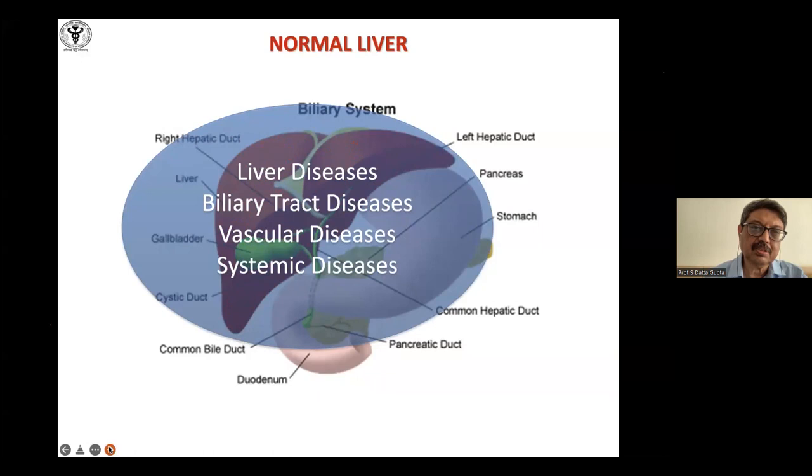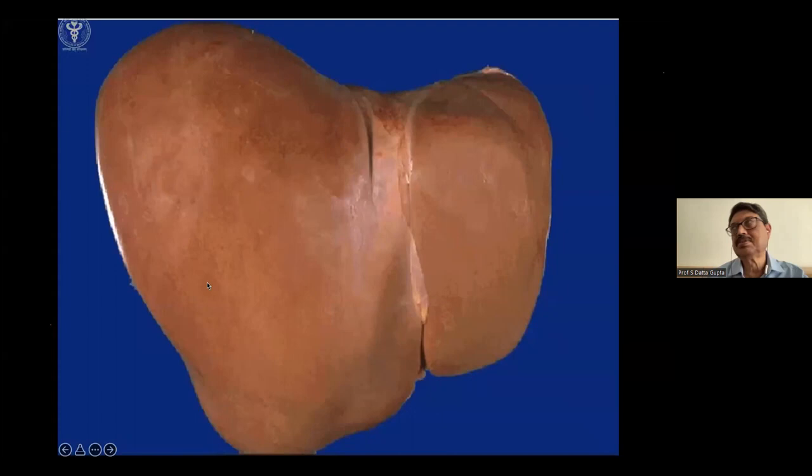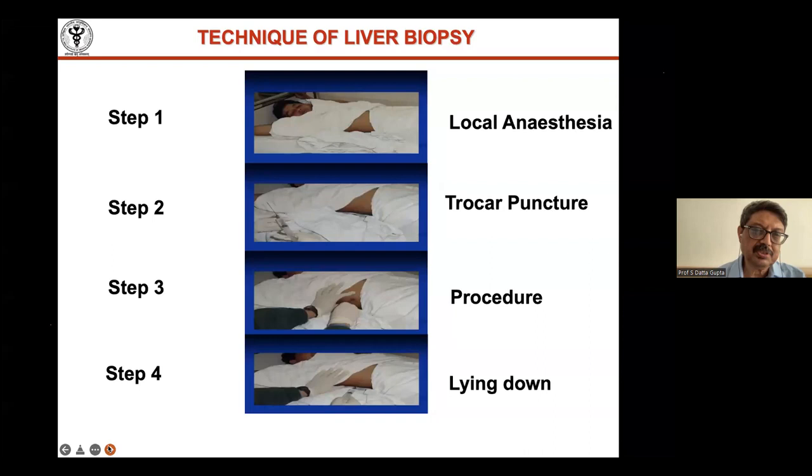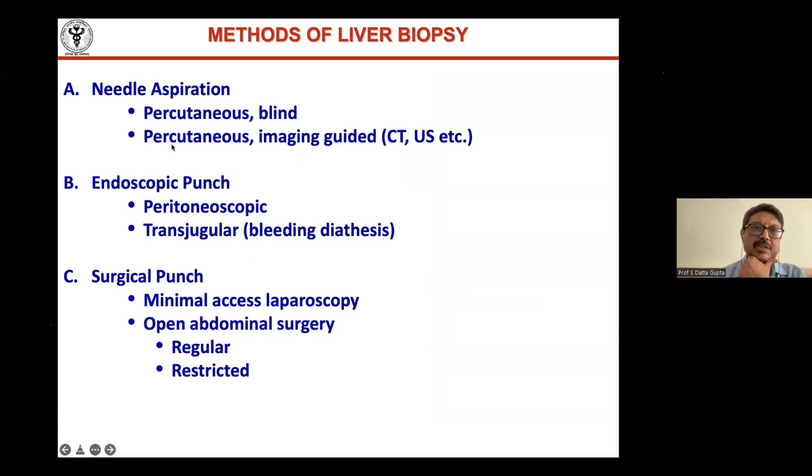So this is the liver. Most of the biopsies are performed in the right lobe. Therefore, if there is patchy disease affecting predominantly the left lobe and not the right lobe, you may miss it. It happens, especially in primary sclerosing cholangitis affecting one portion of the liver more than the others. Okay, I'll not go into the details. It's now a day procedure in most institutions, but it will do. So you have needle aspiration, which could be blind or image guided, or it could be through endoscopic or surgical punch biopsies when you open the biopsy.